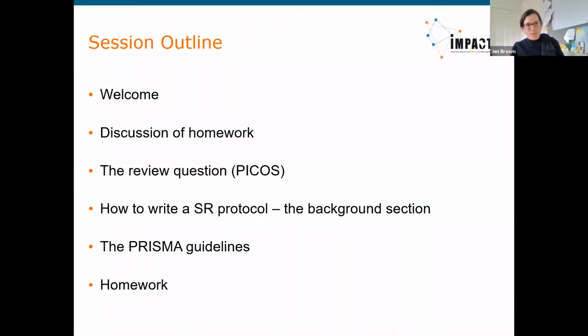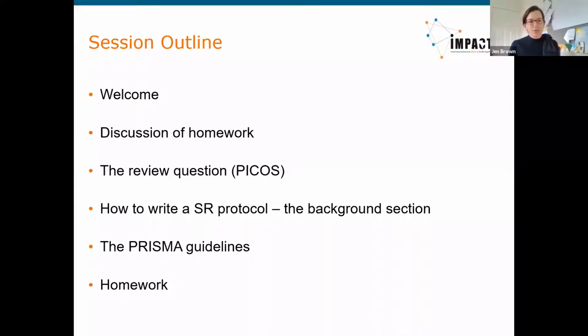The bulk of the session will really focus on the review question and what PICOS means. If you don't know what PICOS means at this point, don't worry, because that's the whole point of today, that you'll know after the session what PICOS is about.